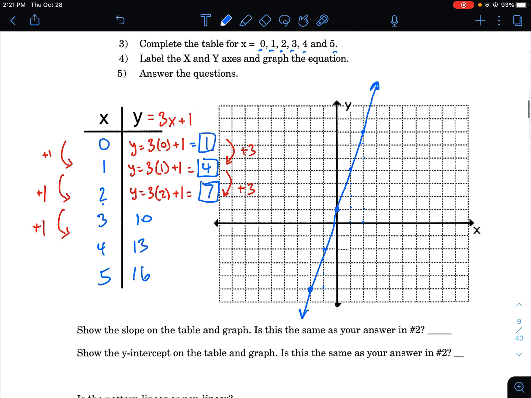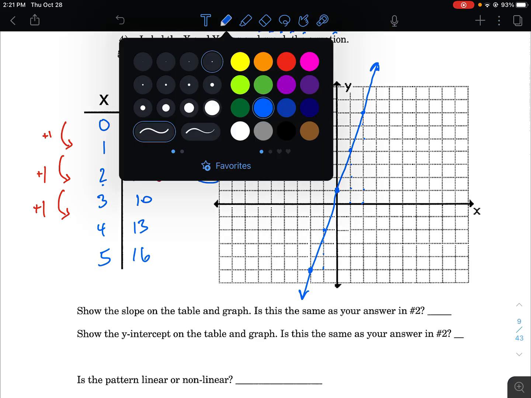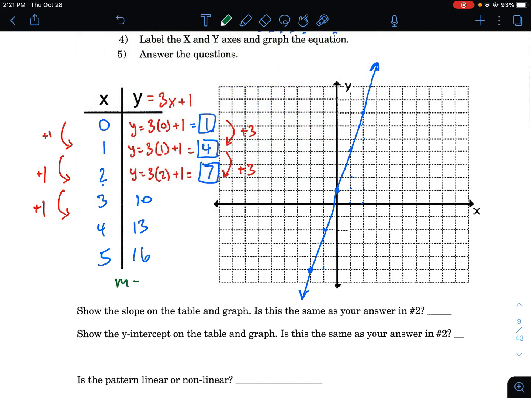All right. So they want us to show the slope on the table and graph. Is it the same as our answer in number 2? So we showed the slope. We showed the change in y. Change in y is 3. Change in x is 1. So according to that, our slope is going to be 3. Because it's 3 over 1. 3 over 1, which is 3.